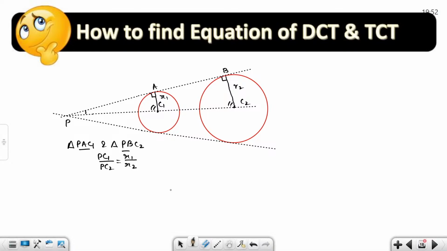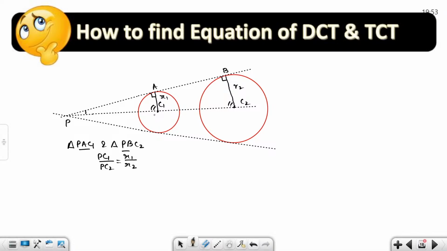What does it mean? It means that the point P is dividing the line joining the two centers in the ratio R1 is to R2 externally. Are you getting the point? Point P is dividing the extension of the line joining the two centers of the given circles externally in the ratio R1 by R2. Is it clear?